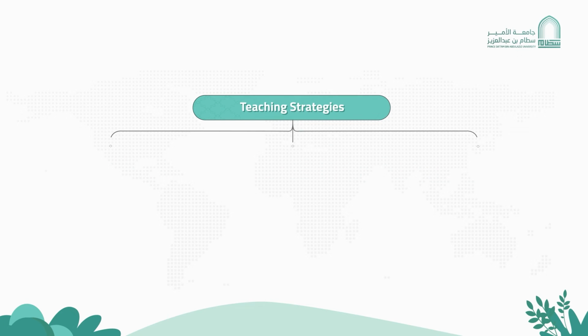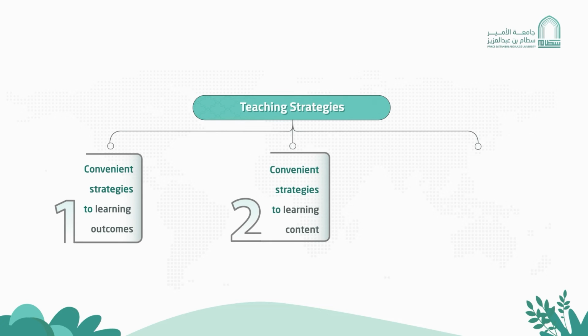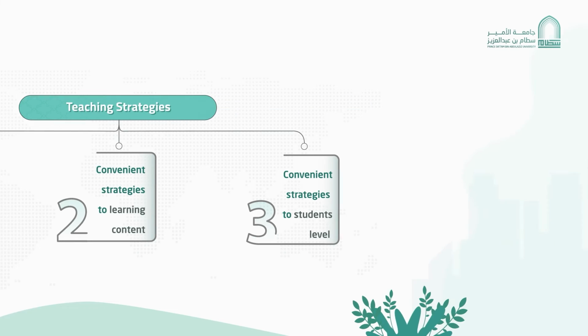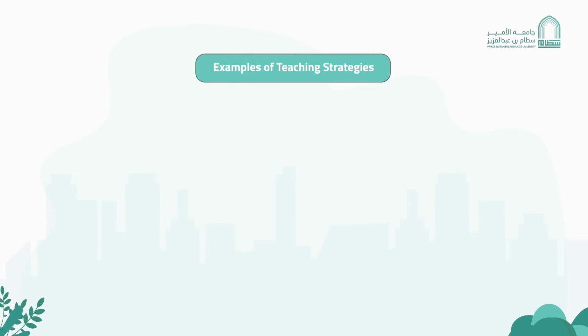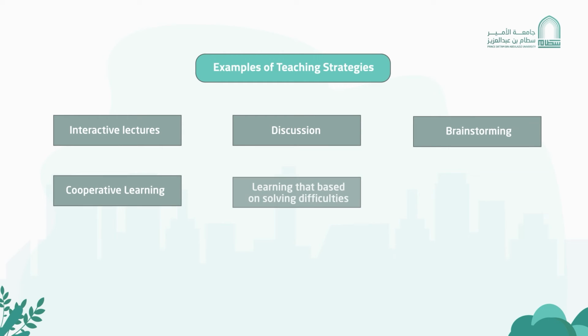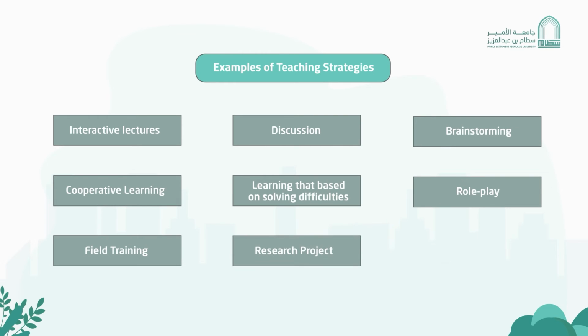During the selection of teaching strategies, consider: 1. Strategies suitable for the learning outcomes. 2. Strategies suitable for the learning content. 3. Strategies suitable for students' level, considering individual differences among them. Examples of teaching strategies: interactive lectures, discussion, brainstorming, cooperative learning, problem-based learning, role play, field training, research project, self-learning.